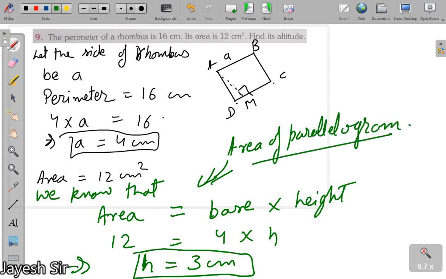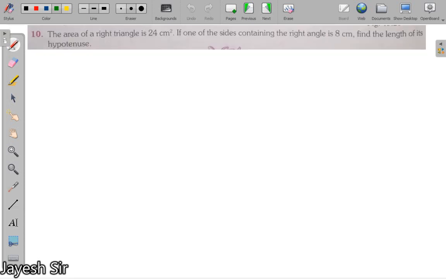We have applied the area of parallelogram here for the area of rhombus, because rhombus is also a kind of parallelogram. Next is question number 10. This is, yes, the last question of this exercise. Question number 10 is, area of a right triangle is 24 centimeter square.